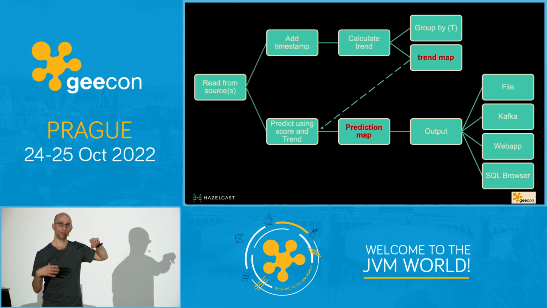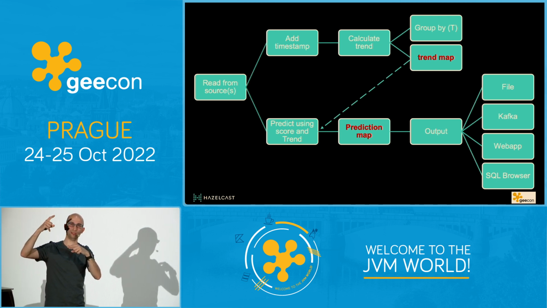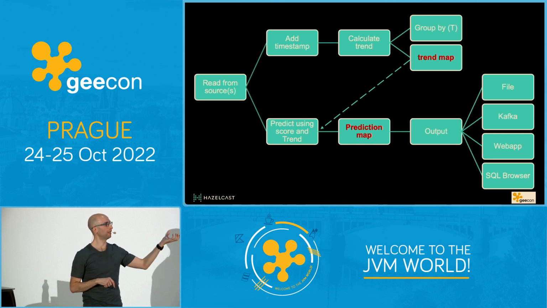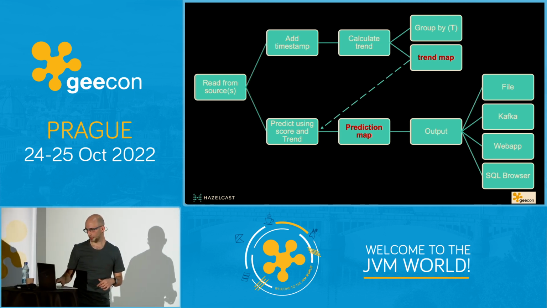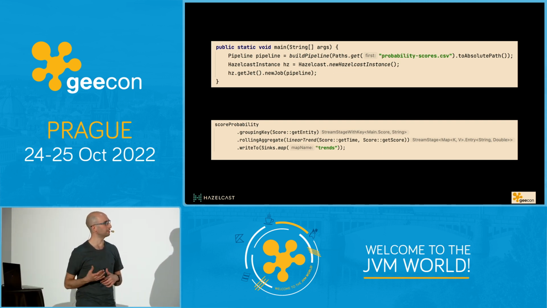So after all, I end up with two maps. One map will identify my trend, and the second map will identify whether there will be fraud or not. And then I can simply output it. I can send it to a file, for example. I can send it to Kafka, or in most cases, we can send it to a microservice or web app, or even an SQL browser.